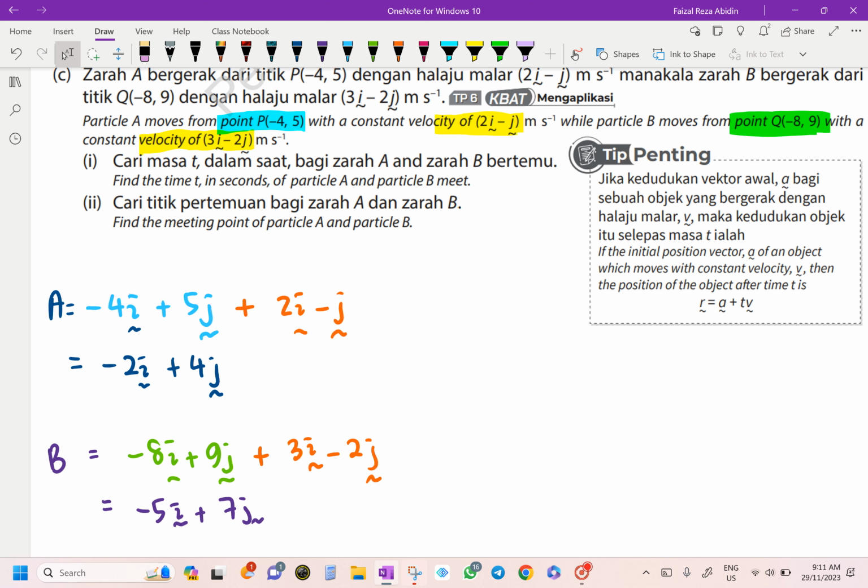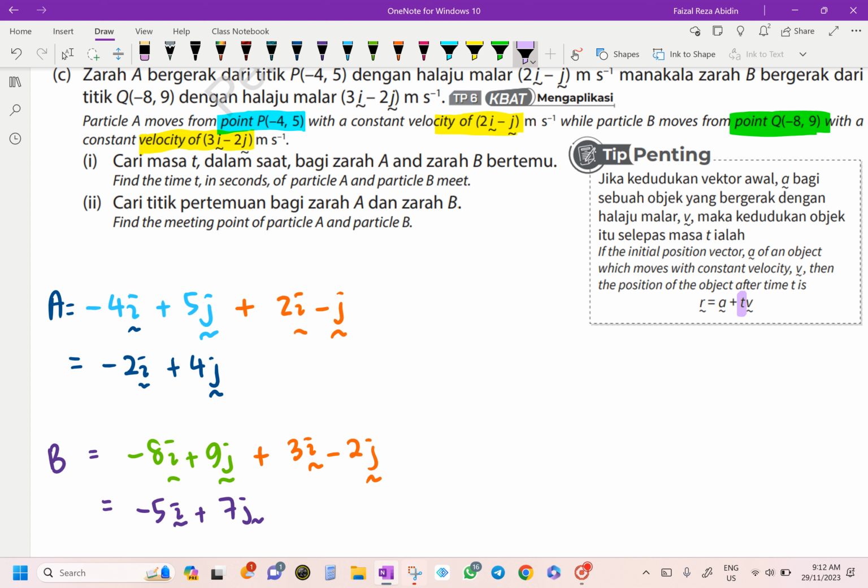Okay, if the initial position vector is a, of an object which moves with constant velocity v, the position of the object after time t is given. So it means A will equal B when it has over here the constant velocity. The constant velocity over here is going to be t times 2i minus j, right? Is that right?